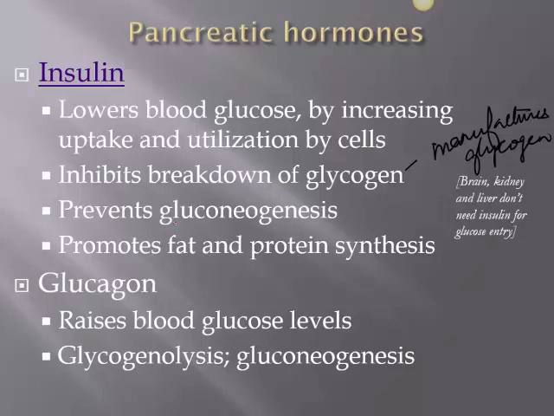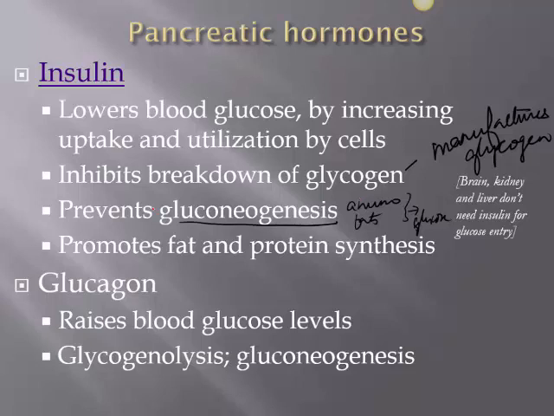Remember, we used this term gluconeogenesis. That was glucose from non-carbohydrate sources, where amino acids and fats were broken down to produce glucose. That was the definition of gluconeogenesis. Now you want to prevent that, right? Insulin would want to prevent that, because if amino acids and fats were broken down into glucose, what will happen? Your blood glucose levels will rise.